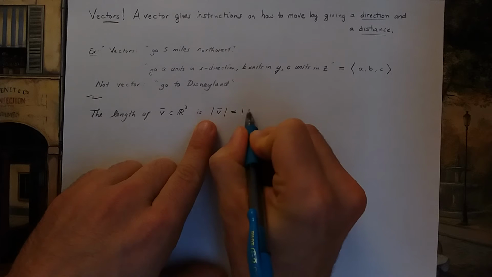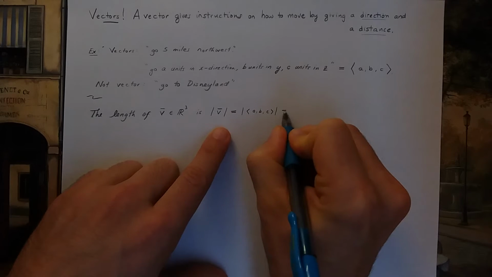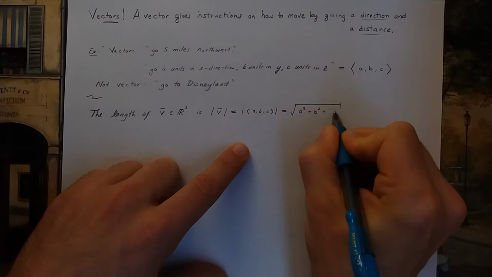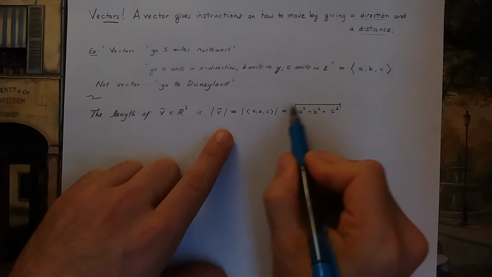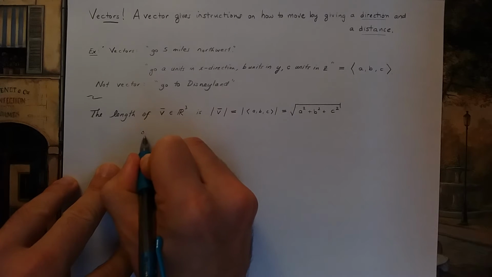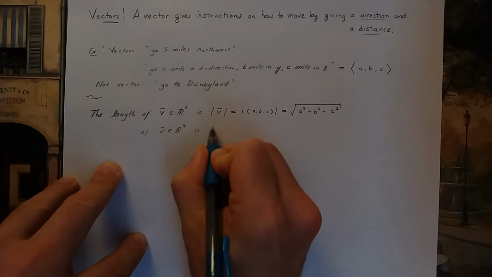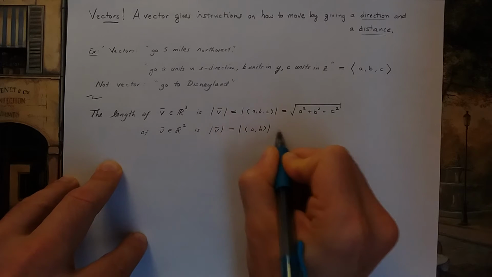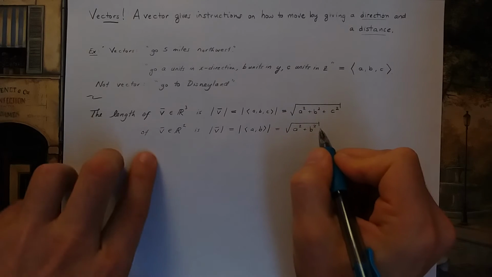This is, let's say, my vector A, B, C in R3. The length is just given by the distance formula, the square root of A squared plus B squared plus C squared. Because if you're standing at 0, 0, 0, and you follow these instructions, this is how far you've actually moved. If I'm in R2 instead of R3, then the length of the vector v, this time I might only have two components, A, B. That would again be the square root of A squared plus B squared. That's if I'm in R2.